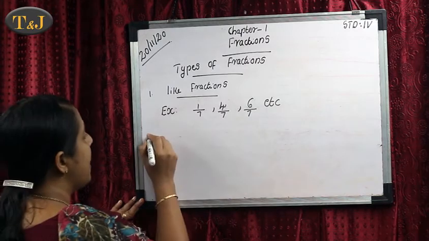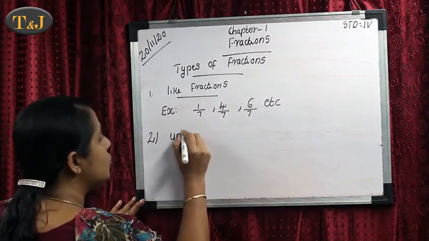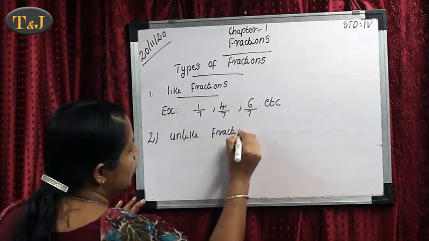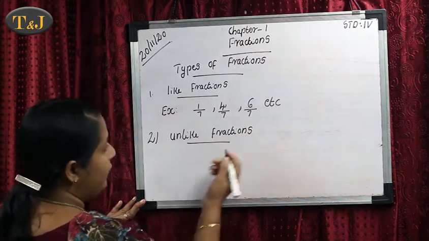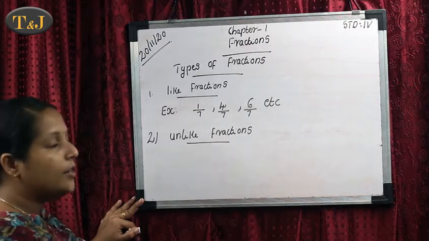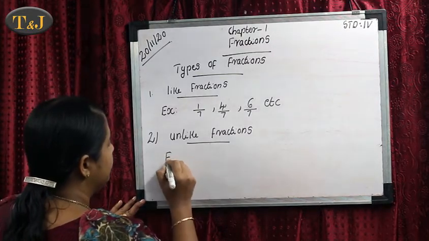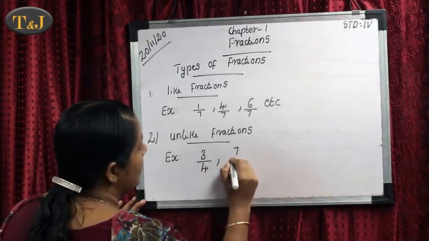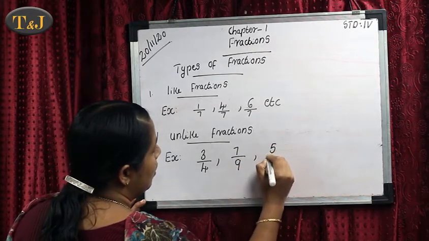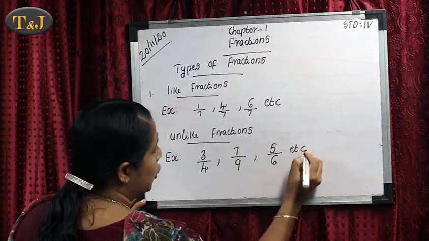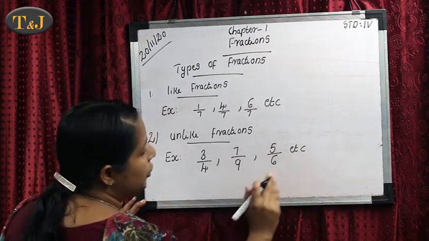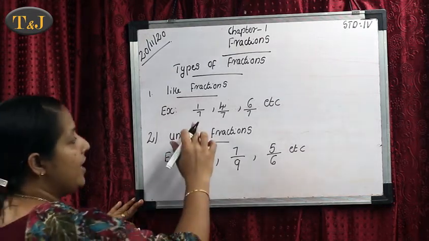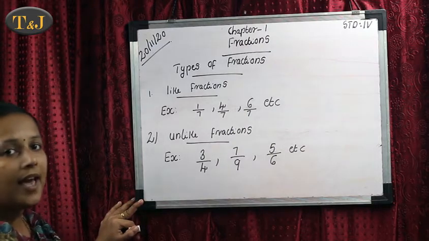Then our next fraction is unlike fraction. Unlike fraction means just the opposite of a like fraction. That means fractions that have different denominators are known as unlike fractions. Example: 3 by 4, 7 by 9, 5 by 6, etc. All these fractions have different denominators. Fractions with different denominators are known as unlike fractions. Fractions with the same denominator are known as like fractions.